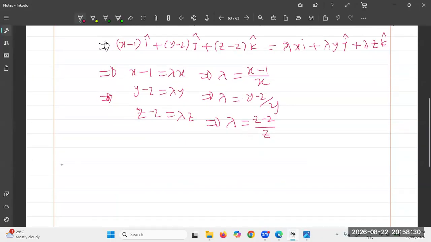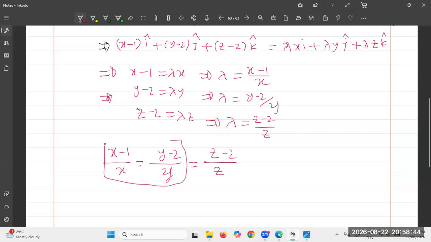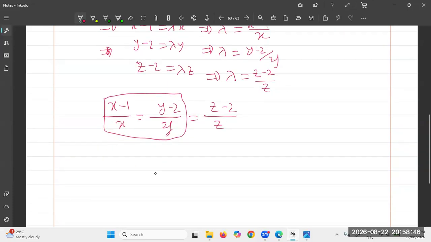Since all three quantities equal lambda, we can write x minus 1 divided by x, y minus 2 divided by y, z minus 2 divided by z. Taking the first two ratios, this gives xy minus y is equal to xy minus twice x. So xy cancels out, and we can write y is equal to twice x.